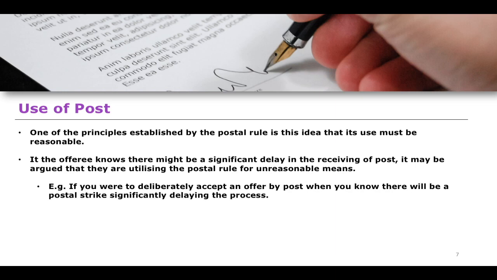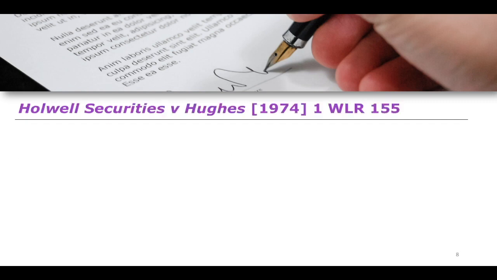So for example, if an offer was made by post, and the offeree, the person who is supposed to accept this offer, isn't a particularly nice individual, knows that there's going to be a postal strike the next day that's going to last 2 weeks, and they delay the posting of their letter of acceptance until the day of the postal strike, so that there's going to be a massive delay, then it doesn't seem particularly reasonable to apply the postal rule. They would have deliberately done so, and it would have led to a situation where a valid acceptance and therefore a valid contract may exist for potentially weeks without the offeror knowing about it.